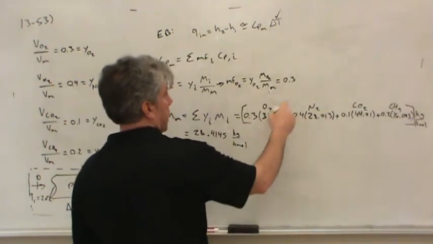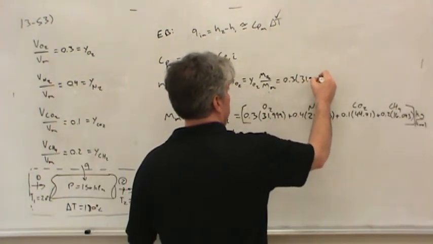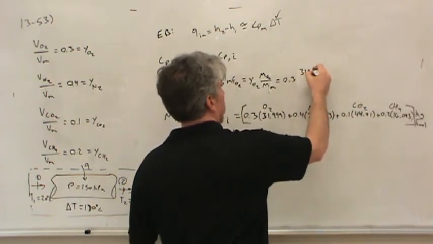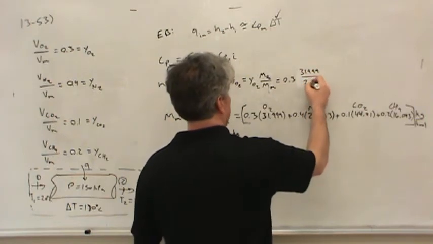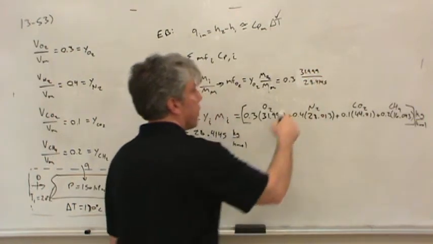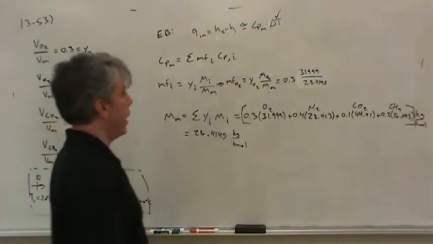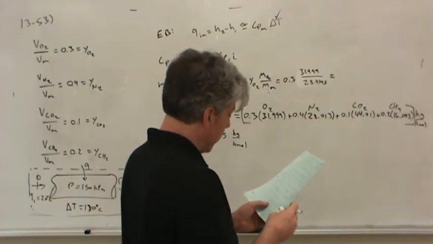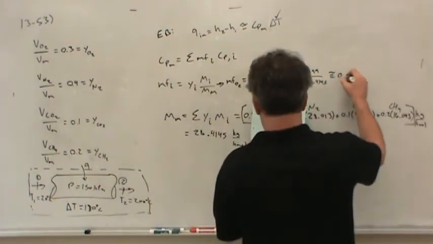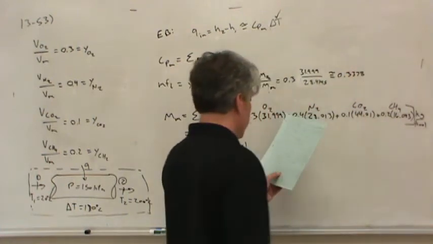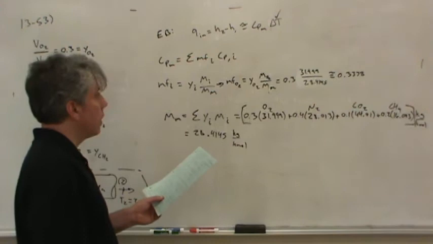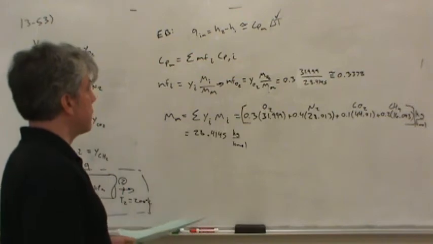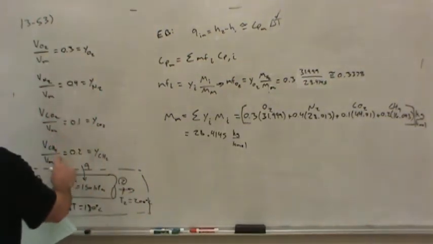So for the oxygen, the molecular weight is still 31.999, divided by the molecular weight of the mixture, 28.4145. Both of these have the same units, so I won't bother writing them in. And the mass fraction will come out dimensionless, just like the mole fraction is dimensionless. So when I did this, I came up with about 0.3378 as the mass fraction of the oxygen. Now I can do the same thing over and over again for the nitrogen, carbon dioxide, and the methane.